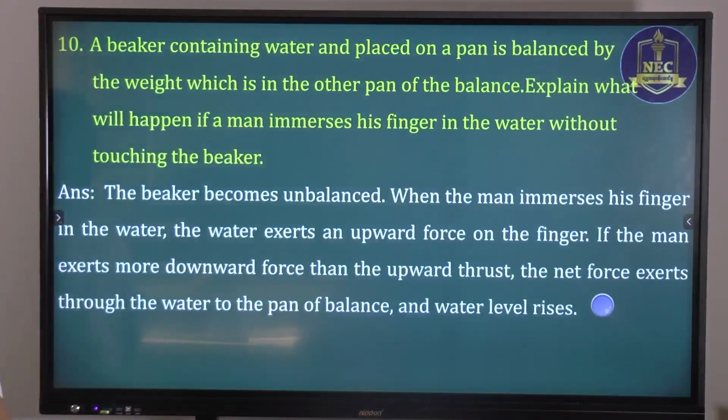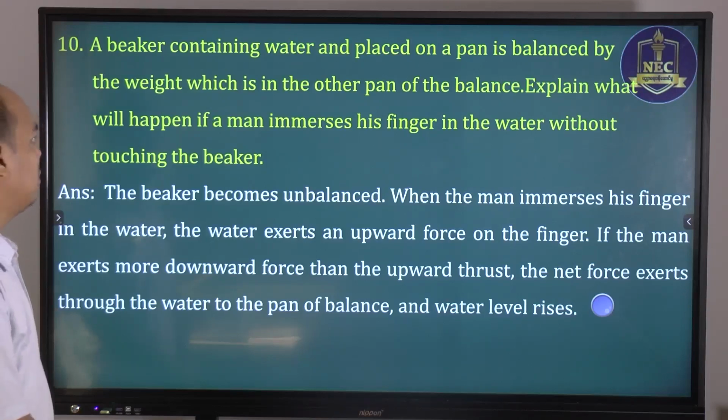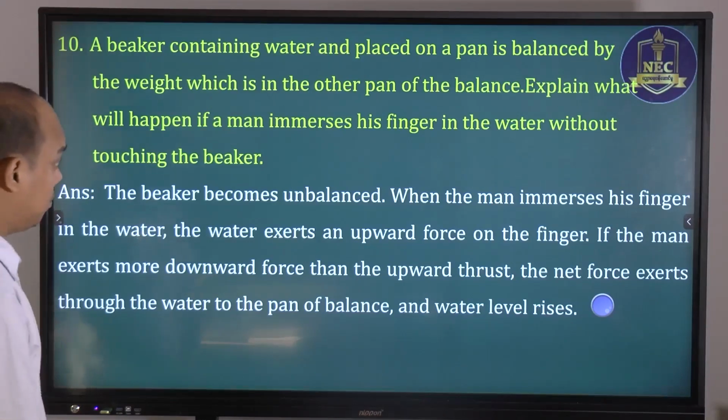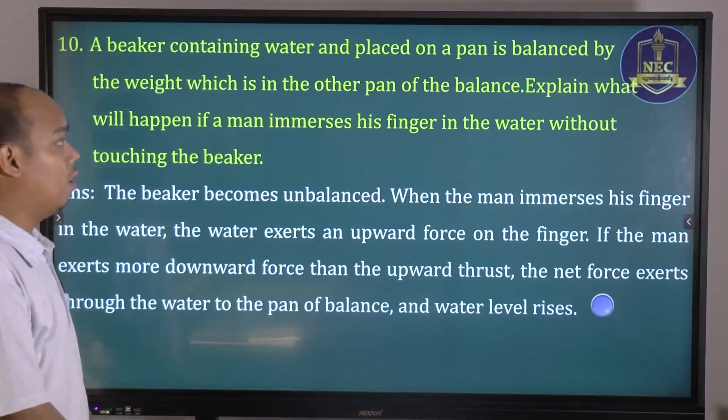A big aquarium with water is placed on a pan, balanced by weights on the other side of the balance. The scale is balanced. Explain what happens if the man in the picture puts his finger in the water without touching the beaker.